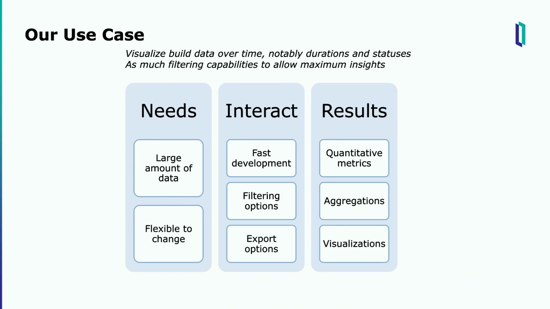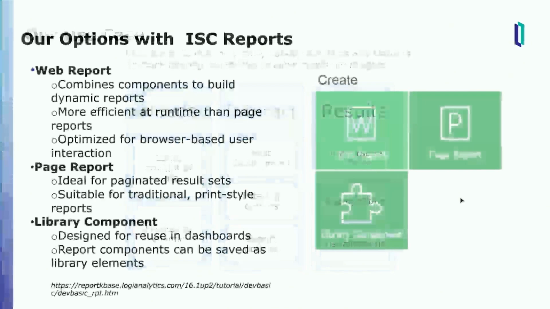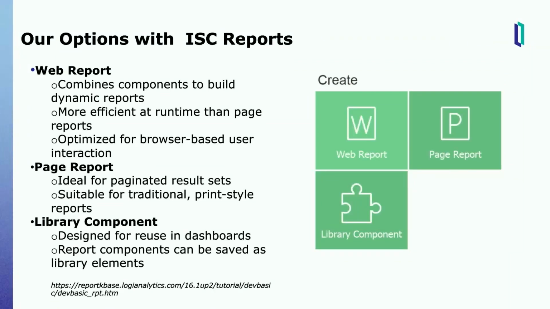So with these in mind, we began to look into our options, and we had two options. The first one that we're talking about right now is IC reports. Within IC reports, you kind of have to decide what type of report you're making, and it's a very easy choice to make. It depends really on what your goal is. Because we were going to make a browser-based service, web reports is ideal for us. It is optimized for browser-based work, whereas a page report is more optimized for, as the name implies, things that are more like one-page PDFs.